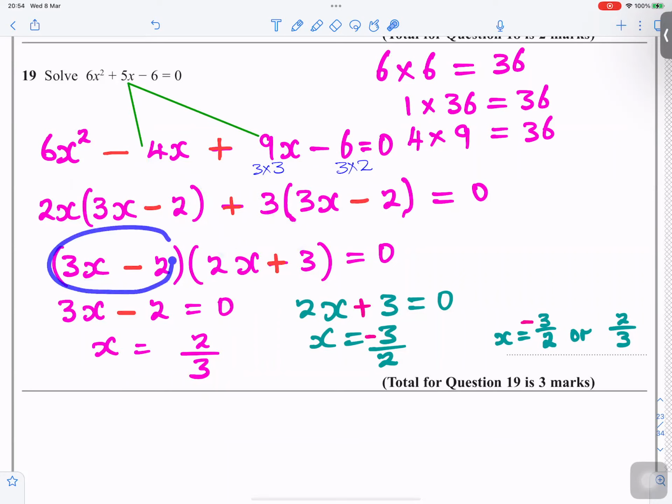So either 3x minus 2 equals 0, the first one, or 2x plus 3 equals 0. Solve this first one. 3x minus 2 equals 0. Minus 2 goes to the right, it becomes plus 2. And times 3 goes to the right, it becomes divided by 3. So x equals 2 divided by 3. And 2x plus 3 equals 0. Plus 3 goes to the right, it becomes minus 3. And times 2 goes to the right, it becomes divided by 2. So your two answers are x equals minus 3 over 2 and x equals 2 over 3.